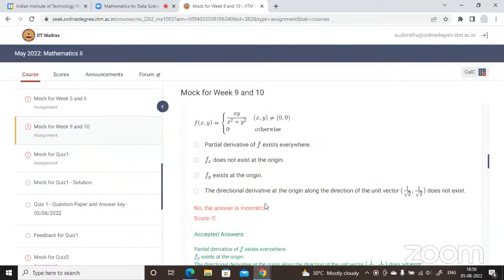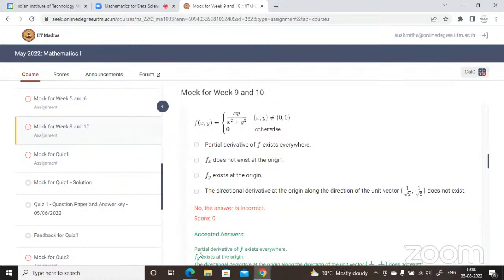Okay, so the limit at 0, 0. If the limit at 0, 0 is not defined, that means the partial derivative is not possible, no? See, what is the limit at 0, 0 for this function? 0. No, put y is equal to mx. The limit does not exist, right? Does not exist. Yes, okay.